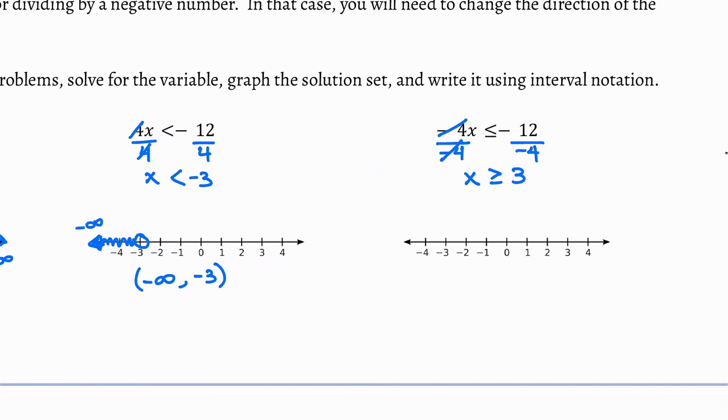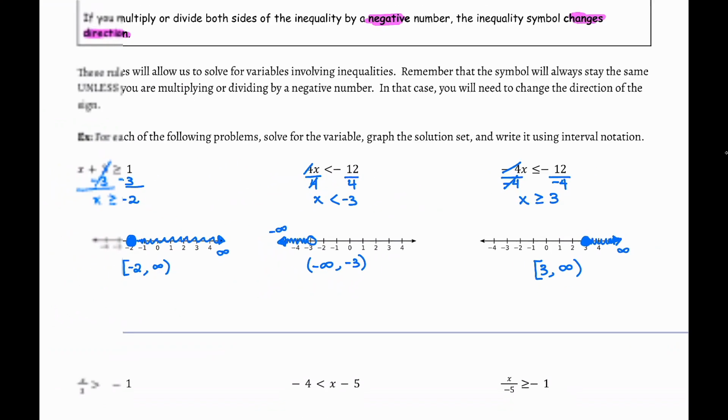I got x is greater than or equal to 3. We're going to go ahead and circle the 3. I need numbers that are greater than 3, so we're going to go 4, 5, 6, and so on. Do I shade in the 3? Yes, because I had an equal sign. This set started at 3 and ended all the way at infinity. So I need a bracket on the 3 because it's shaded in and parentheses on the infinity.